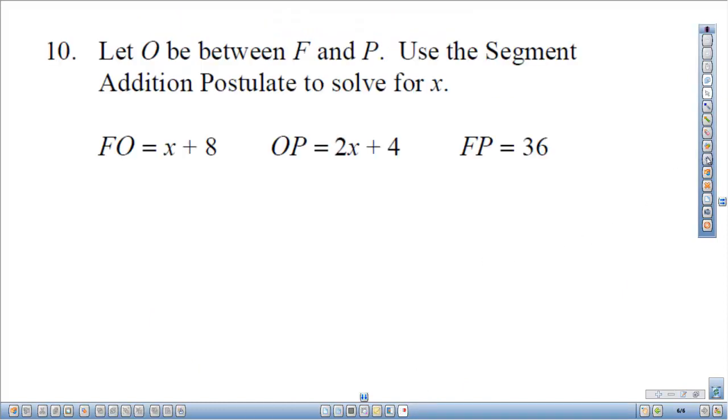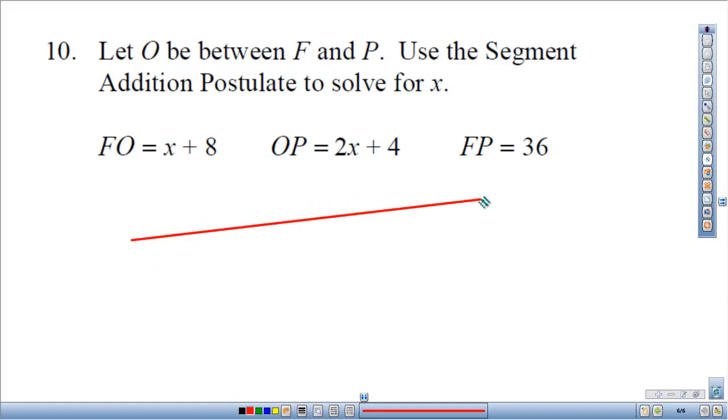All right, number 10 tells us we have a point O and it's between F and P. So this is one of those geometry problems. Doesn't have a picture, so we should draw our own. So here's my picture, and I should call this what? The endpoints would be F and P. All right, and O is between.